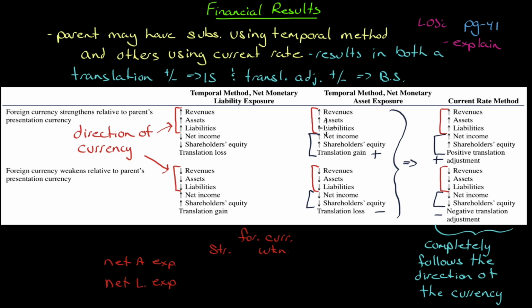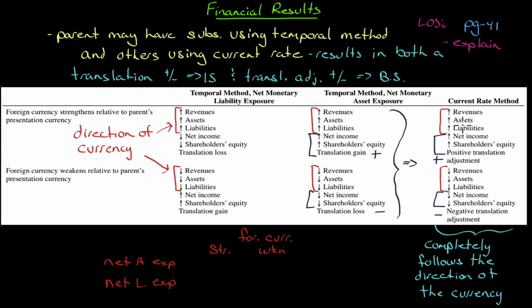And if we look at the direction of the arrows, here is the foreign currency strengthening. So revenues, assets, and liabilities are up. Revenues, assets, and liabilities will be higher. Net income, shareholder gain will be up. Translation gain, positive translation adjustment. Remember, that's the income statement, that's the balance sheet.